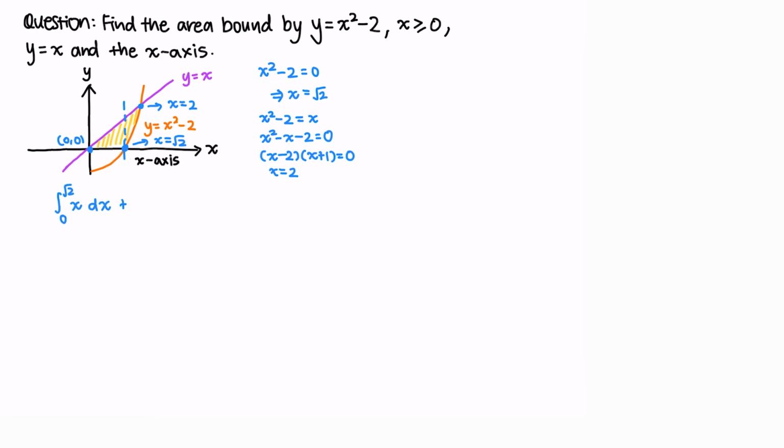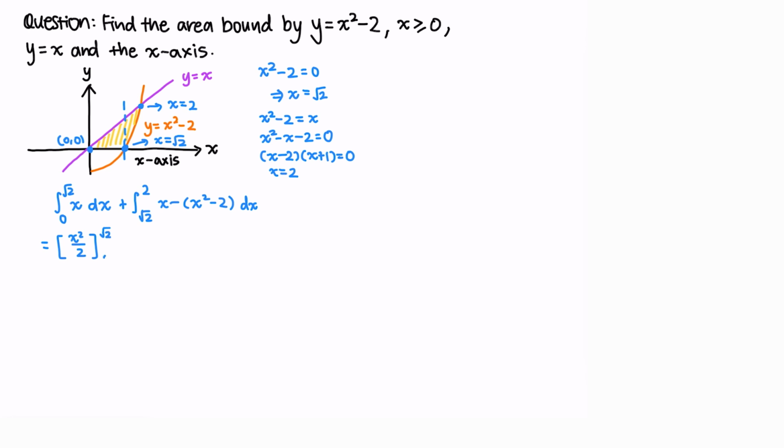And now for your second part of the area, which is this green section over here, your bounds are going to be root 2 to 2. Because that's the x value where the area starts and the x value of where the area ends. Now remember, we want to take the upper function minus the lower function. So the upper function in this case is y equals x, and the lower function is x squared minus 2. So we're taking the definite integral from root 2 to 2 of x minus bracket x squared minus 2.